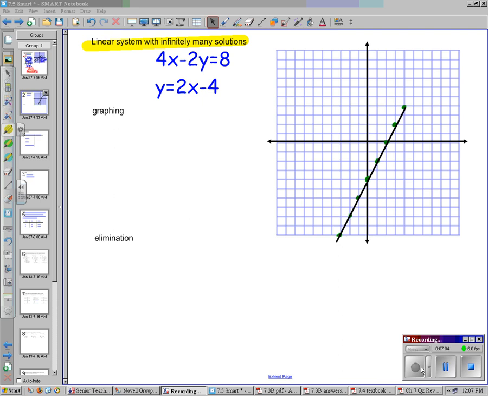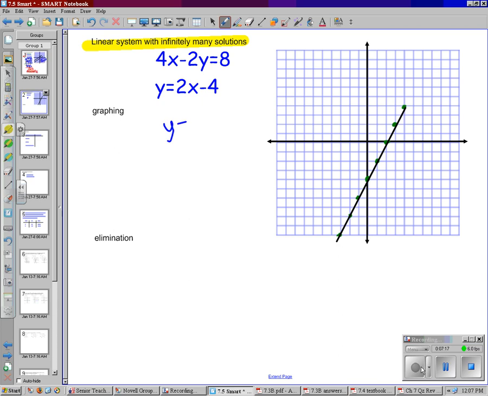And while she was graphing that, I asked you to solve this top equation for y. Anybody have that one solved for y for me and can tell me what it looks like? Carissa? Y equals negative 4 plus 2x. Oh, that looks kind of familiar. What do you guys notice? Jordan?